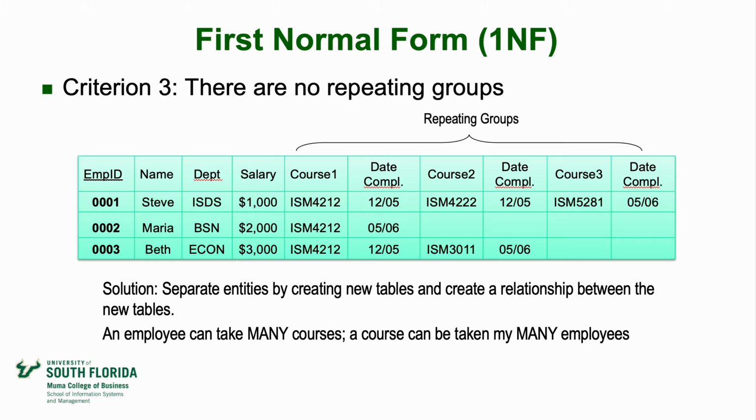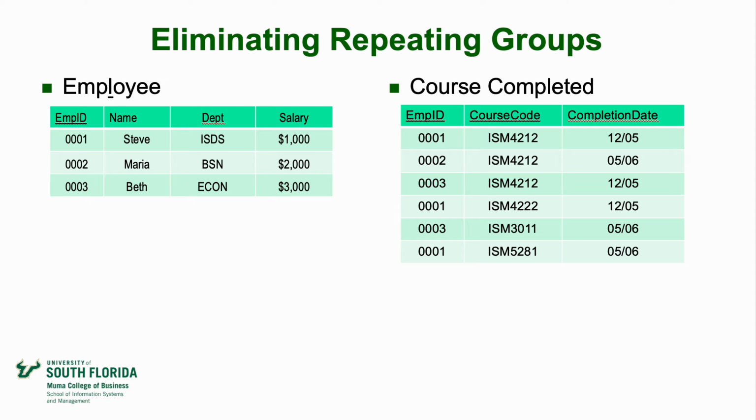The third criterion that the table must meet to be in first normal form is a generalization of the second criterion, and states that there should be no repeating groups. Thus, in the example, there are repeating groups to record that an employee has passed the course. The solution is to separate the table into two new tables and create a relationship. So this is the solution to the violation of first normal form on the previous slide.